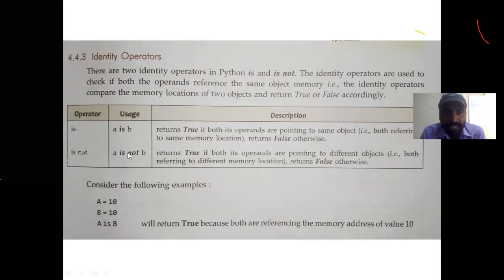And is not operator, it is just opposite. This also compares memory address, but it will give opposite result. Opposite result means if A is not B, that means the memory address of A should not be equal to B. If it is so, then it will provide true. But if it is equal, then it will provide false. So this is the use of is operator and is not operator.